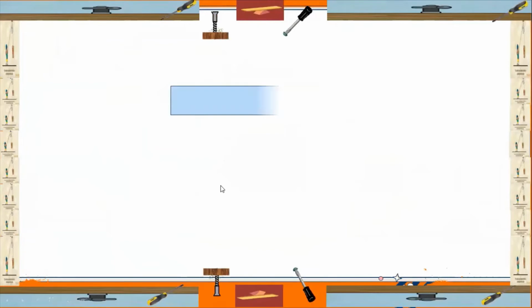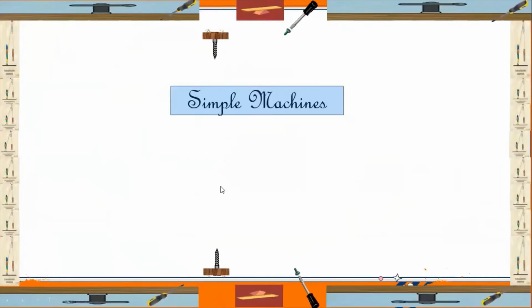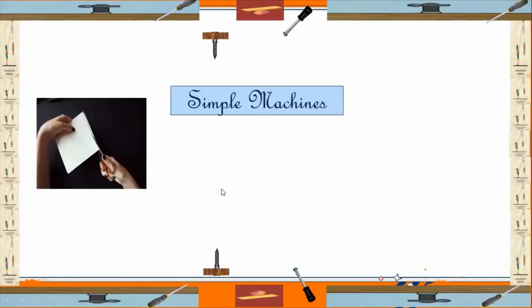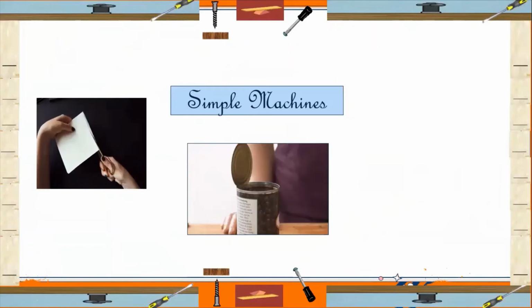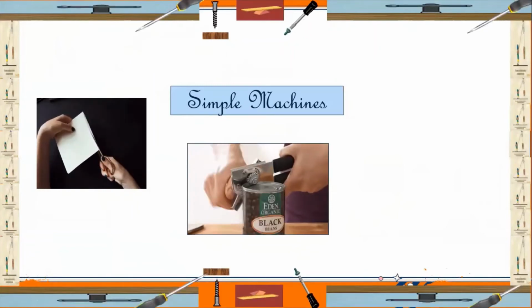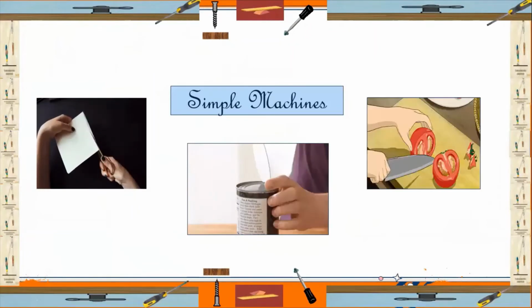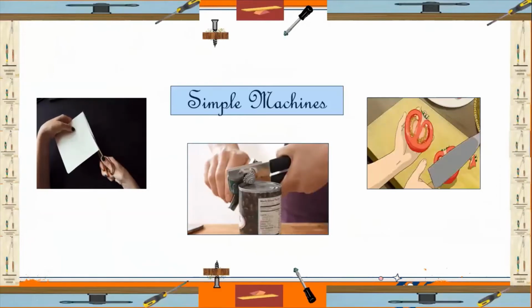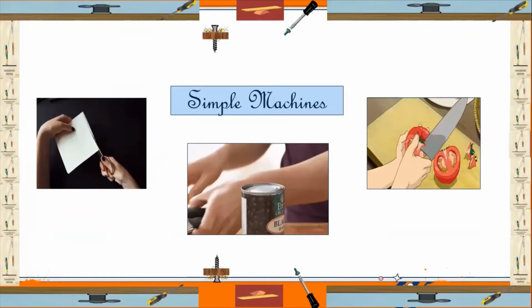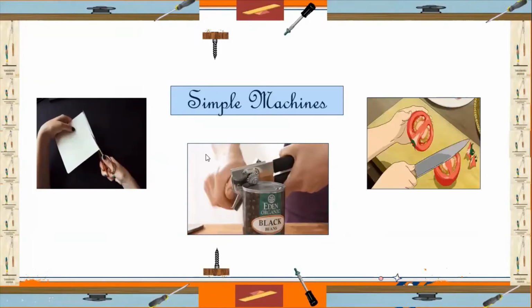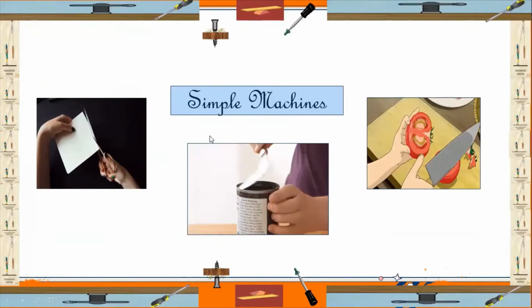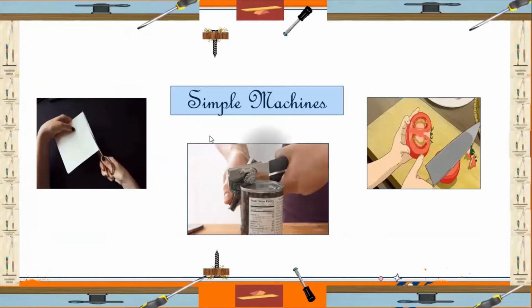Students, we know what simple machines actually are: they make our work easier. From cutting paper to cutting fruits or vegetables, opening a tin with a can opener, screws, screwdriver, wedge, inclined planes, these are all examples of simple machines which you use on a daily basis.